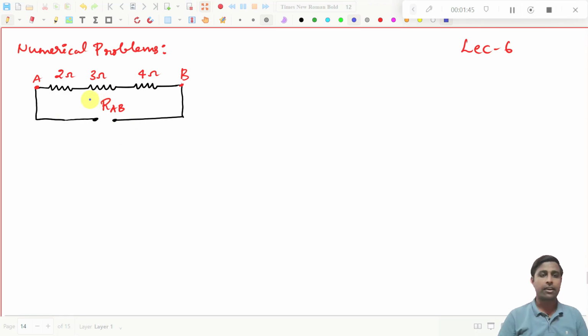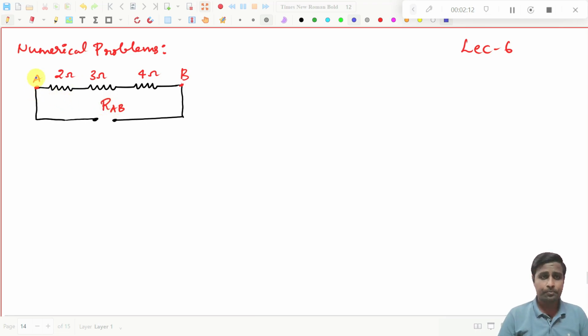Now you see we have taken a problem and we need to find what is RAB. This is point A and this is point B. Between these two points there are three resistors connected. And we are asked to find the effective resistance between these two points, or the resistance between two ends. We need to find the value of this RAB, right?